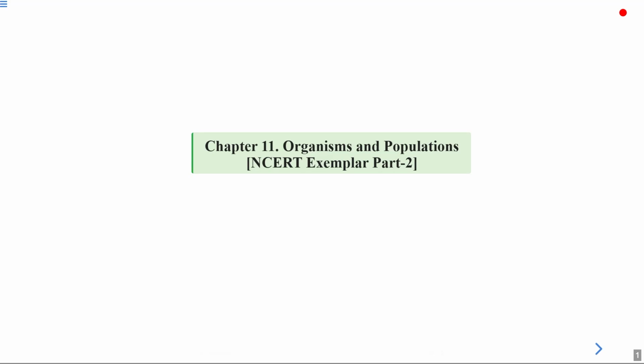Hello everyone and welcome to today's session. Today we'll be discussing the NCERT example questions for the chapter Organism and Population. This is part 2 of the lecture.